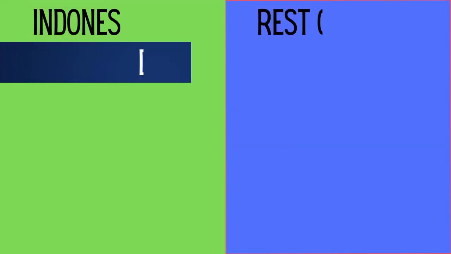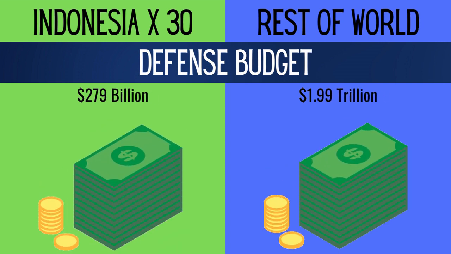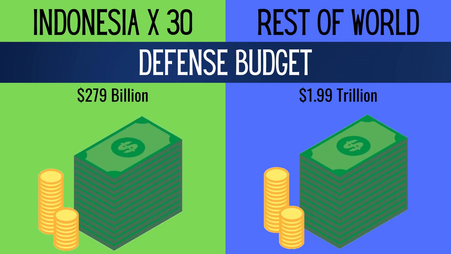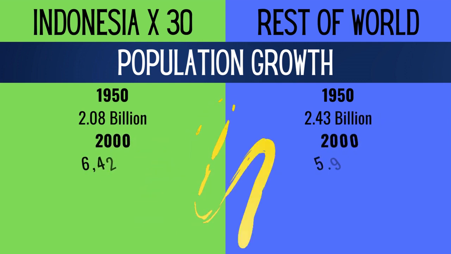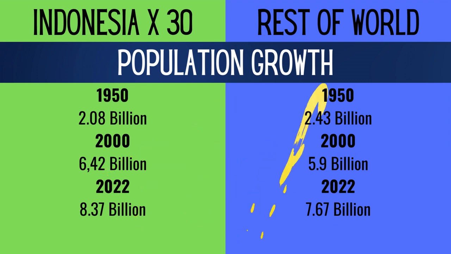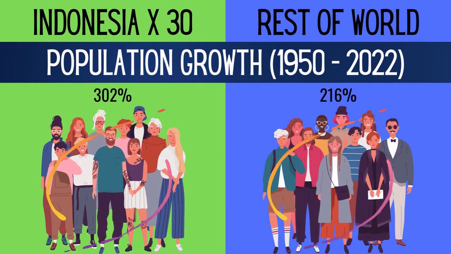Defense budget of 30 Indonesia is $279 billion, and it's $1.99 trillion in rest of the world. Let's compare the population growth of 30 Indonesia and rest of the world from 1950 to 2022. Population growth of 30 Indonesia is 302%, and it's 216% in rest of the world from 1950 to 2022.